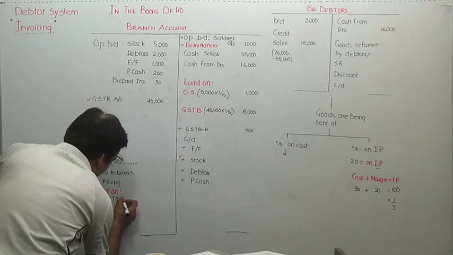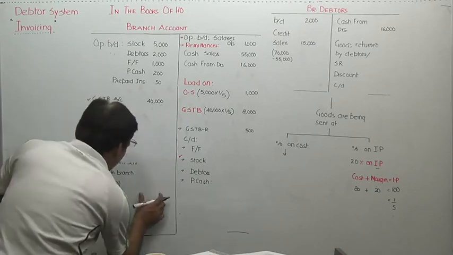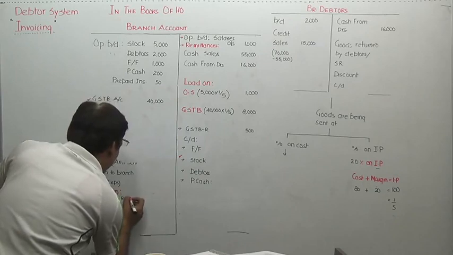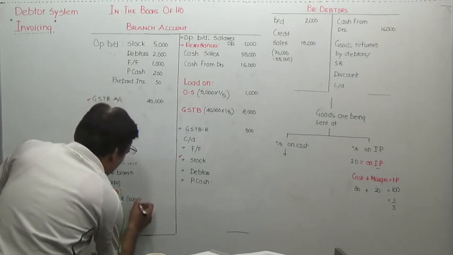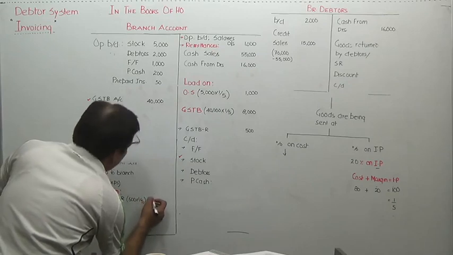Goods sent to branch returns. Correct? You are going to write there 500 into 1 by 5. So loading will be 100.